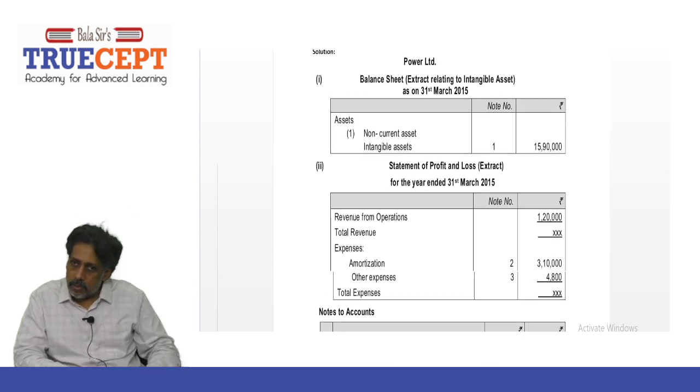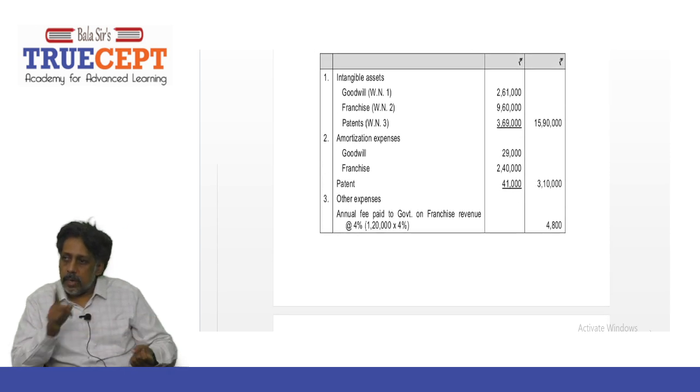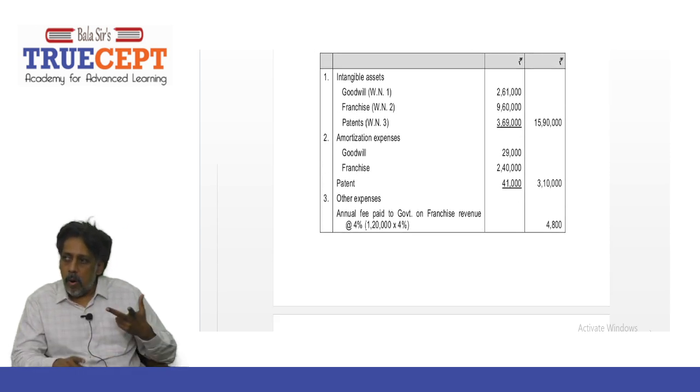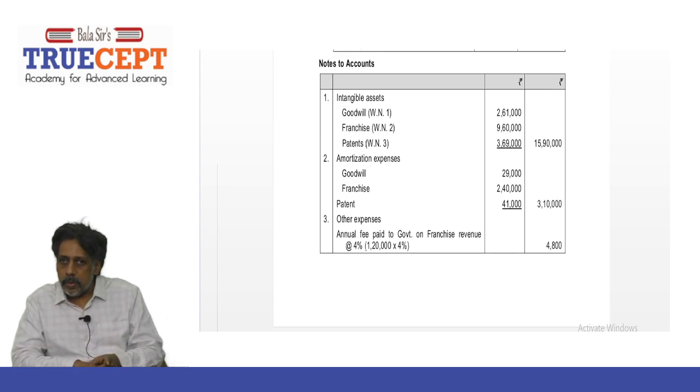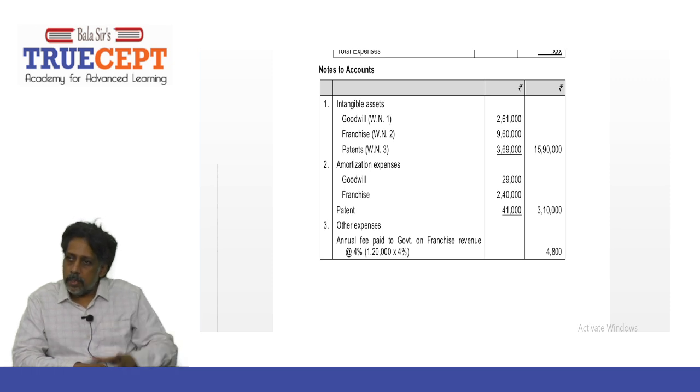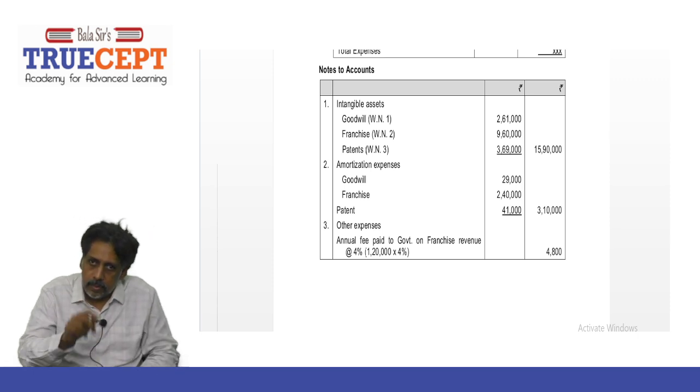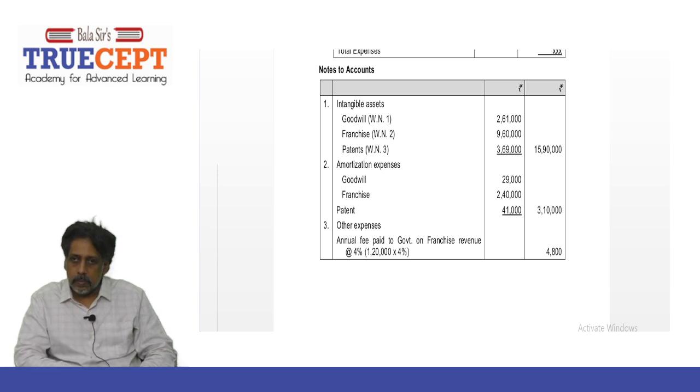Let's go to the notes now. Notes relating to the balance sheet and notes relating to the profit and loss statement. And then we shall go through the balance sheet and profit and loss extract. Notes to accounts. Number 1, intangible assets. Goodwill, working note number 1, 2,61,000. Franchise, working note number 2, 9,60,000. And patent, working note number 3, 3,69,000. Adding up all the three, 15,90,000 intangible. That is the amount to be shown in your balance sheet under non-current assets, intangible assets.